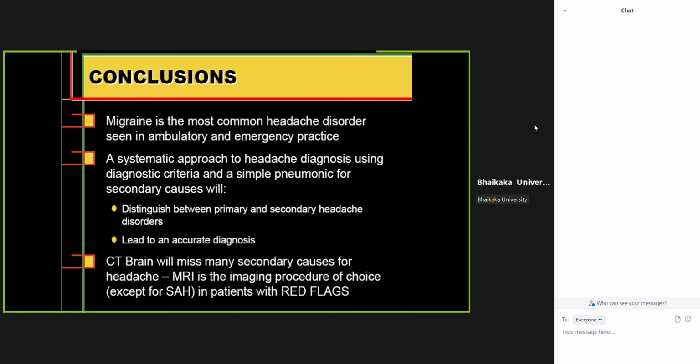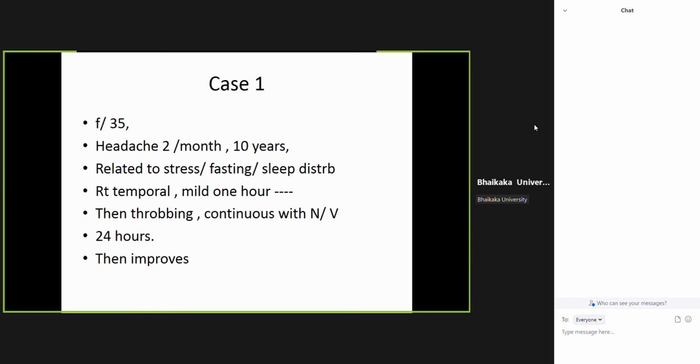So conclusions. Migraine is the most common headache disorder seen in ambulatory and emergency practice. A systematic approach to headache using diagnostic criteria and looking for the SNOOP or the red flags will help you differentiate between primary and secondary headache, and it will help us reach the accurate diagnosis. CT brain can miss secondary causes. MRI would be the better modality, except for subarachnoid hemorrhage.